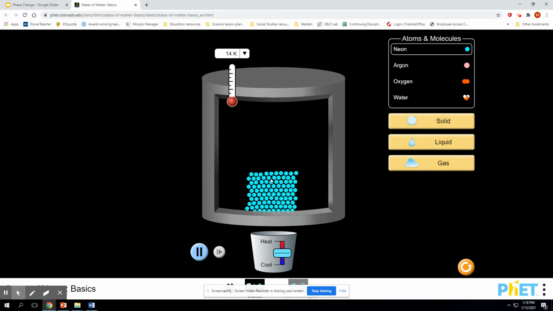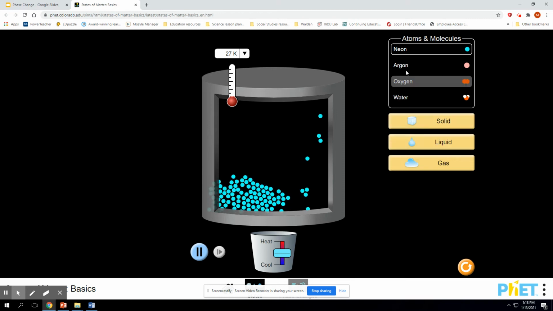Think of it like an ice cube. This is neon. It's much colder than an ice cube, but it has a definite shape and a definite volume. Now, if I add a little bit of heat to it, what happens? Well, now these particles have enough energy to overcome that attraction between themselves, and so they begin to spread out and move. They can slide in between each other. And just by adding that little bit of heat, it turns from a solid into a liquid state.